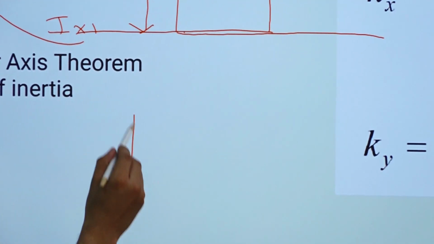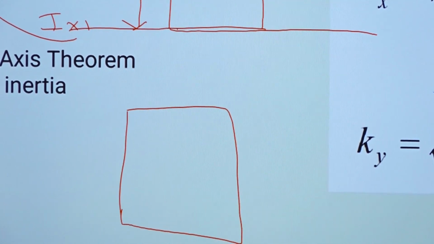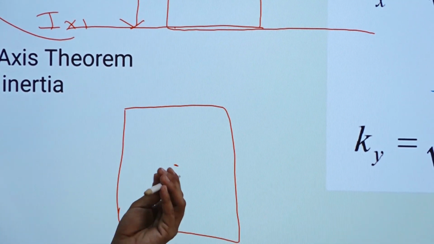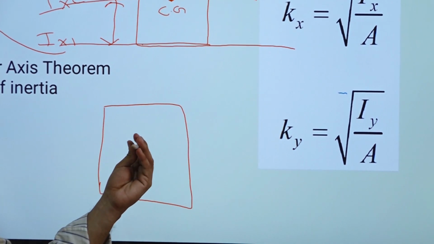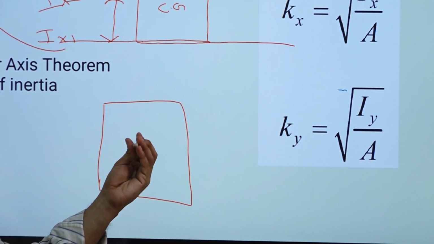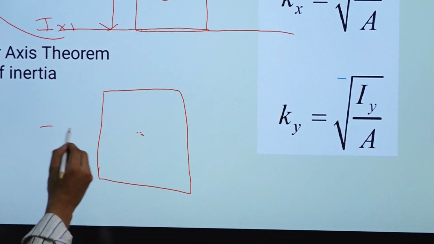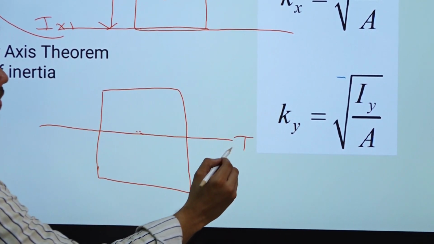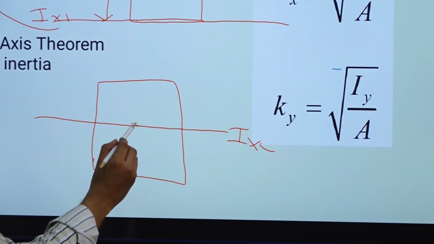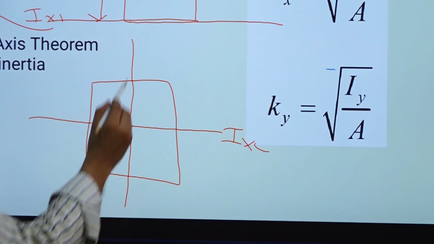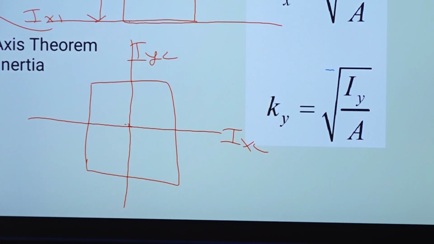Suppose again we have this rectangle and we have this axis that is coming out of the board. We want to find the area moment of inertia about this axis coming out of the board. So what are we going to do? First we will find the area moment of inertia about this centroidal axis in the x direction. Then we will find the area moment of inertia about this centroidal axis, which is Iyc.